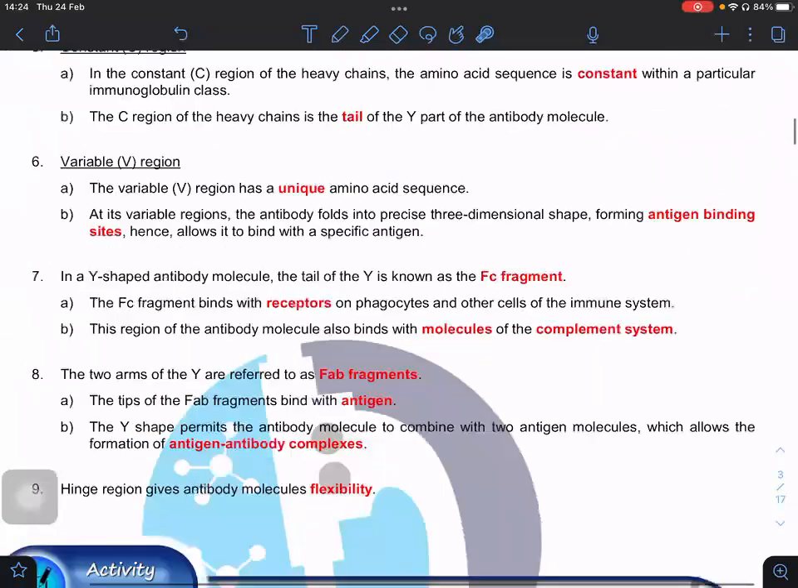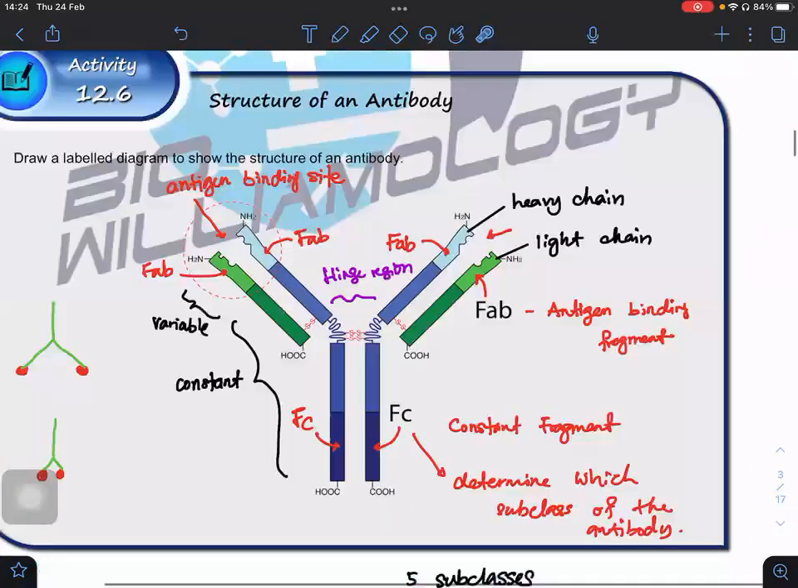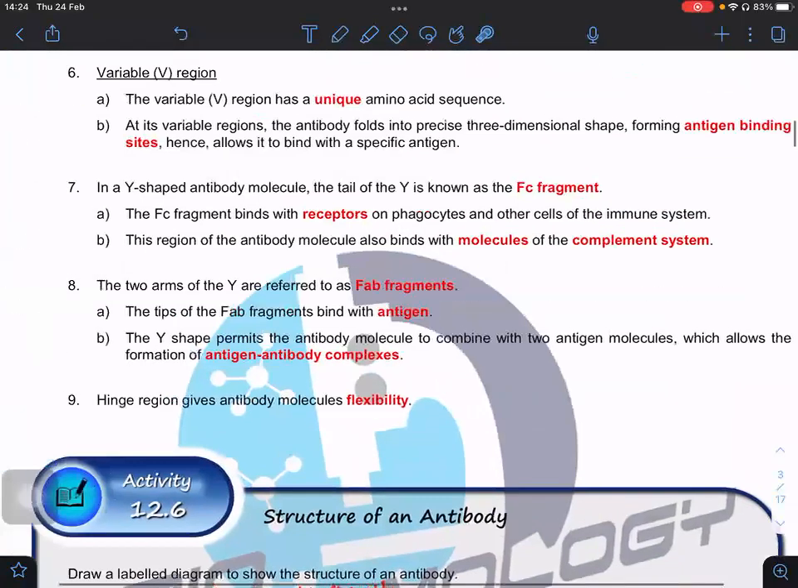Now, in the Y shape of the antibody, the tail of the Y is known as the FC fragment. Can you see that? The FC fragments bind to the receptors on phagocytes and other cells of the immune system. I will show you this later when we talk about the role of antibodies in opsonization. This region of the antibody molecule also binds with molecules of the complement system. The complement system can help to kill the pathogen. The complement system will attach to the FC regions of the antibody. At this moment you may not see it clearly, but it doesn't matter. I will tell you more when we come to that part.